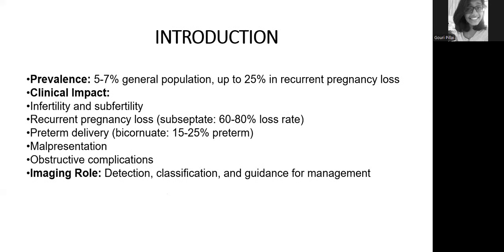Mullerian anomalies are more common than we think, affecting around 5 to 7% of the general population and up to 25% of women with recurrent pregnancy loss. These anomalies have significant clinical implications, including infertility, recurrent pregnancy loss, preterm delivery, and malpresentation. Notably, the subseptate uterus has a 60 to 80% pregnancy loss rate, with biconjugate uterus leading to preterm delivery in around 15 to 25% of cases. Our role as radiologists is crucial in detection, accurate classification, and guiding the appropriate management.